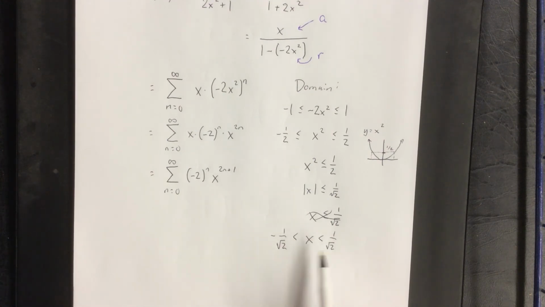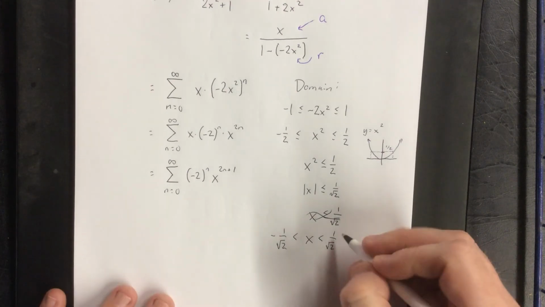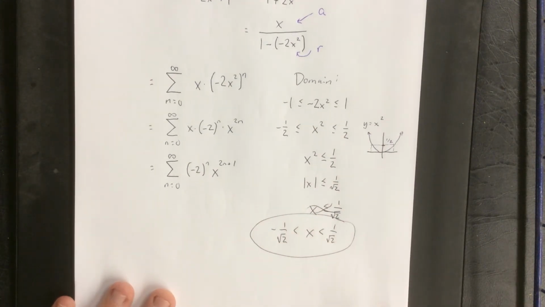If you wanted to figure out whether or not it's equal, you could do so by testing the endpoints back in the original power series that we came up with. So for now, we'll say that this is our domain, and that's close enough.